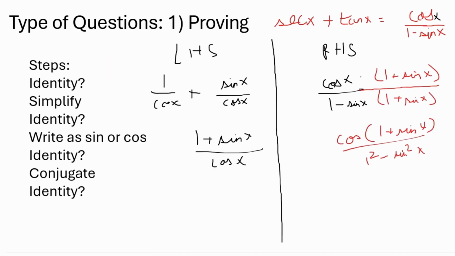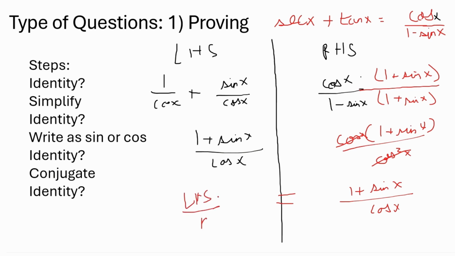So this becomes cos squared x. Oh, also don't forget to write your x and thetas. Very important. You'll get marks docked. And so what's left is 1 minus sine x over cos x, 1 plus sine x. This is equal. LHS equals RHS.